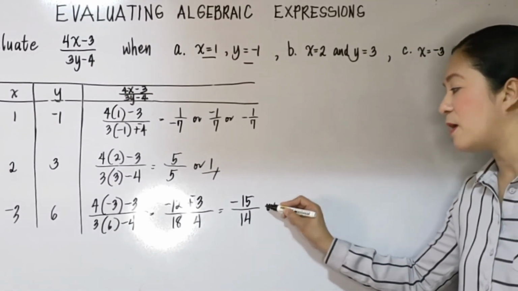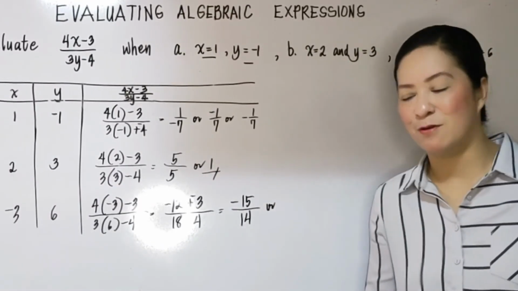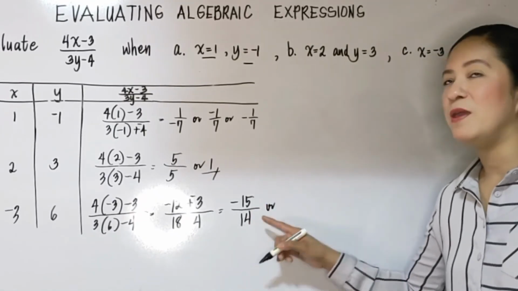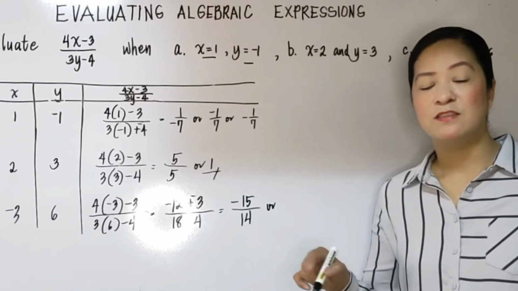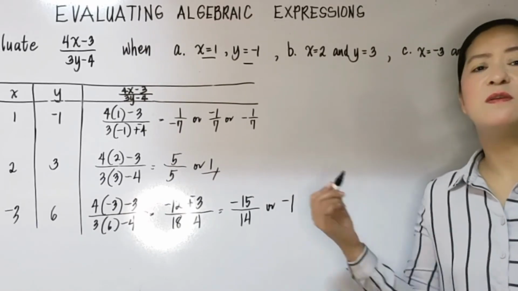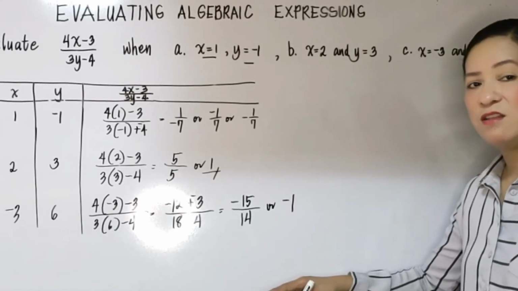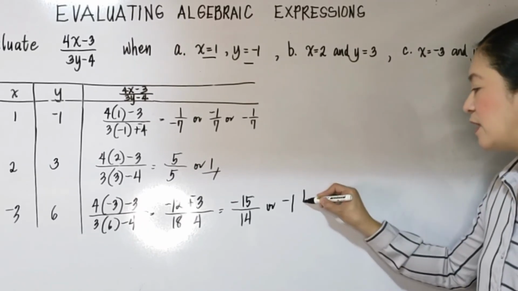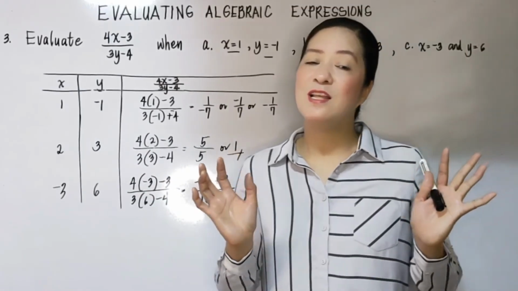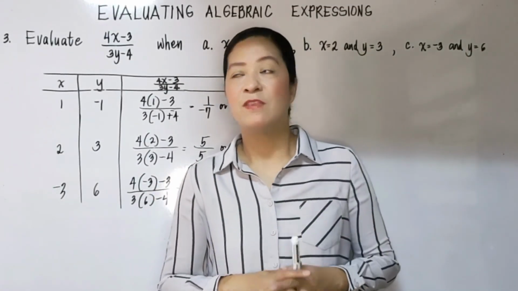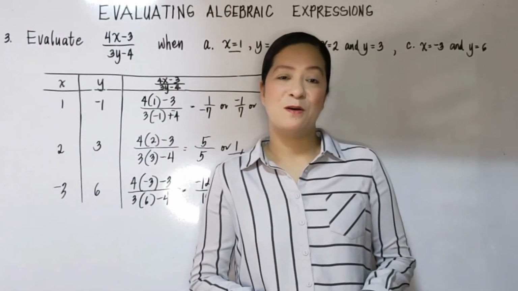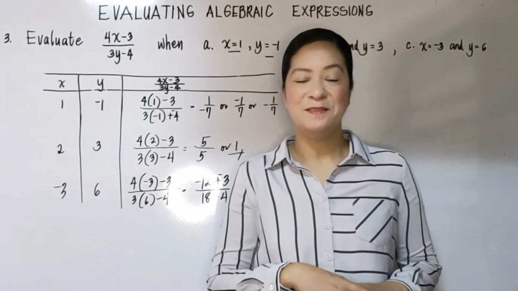Or, since that is improper, pwede mo siyang gawing mixed number by dividing the numerator by the denominator. So, how many 14s are there in 15? So, there's only 1. So, this is equal to negative 1. And the remainder is 1 also. 15 minus 14 is 1. So, the remainder is 1. So, negative 1 and 1 over 14. Ang kailangan mo lang talaga ay i-master mo yung operations on signed numbers. Okay, so this is all for today.